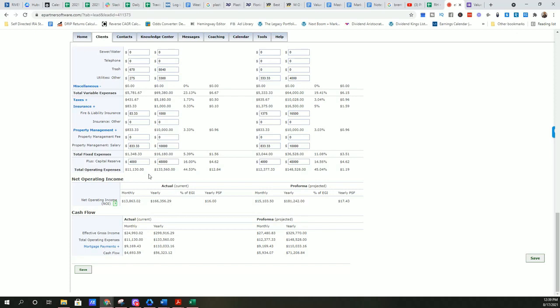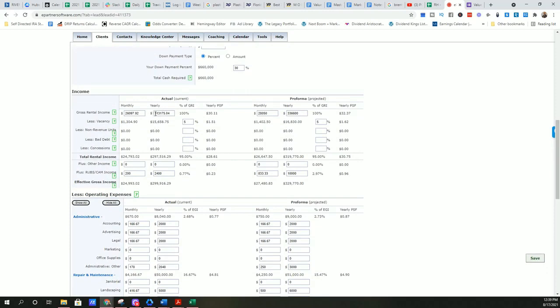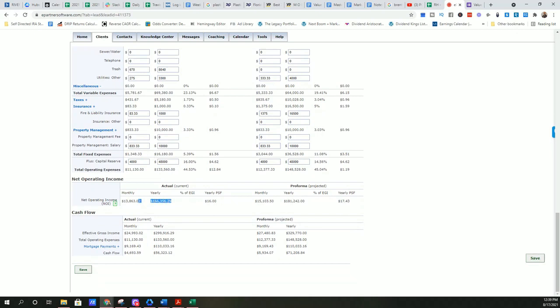That gets us to subtracting total operating expenses from up here, the gross rental income. That gets us to monthly NOI. Again, think of this like operating income for a stock or EBIT. This is monthly $13,863 and yearly $166,356. Is that good? I'll show you here in a bit when it comes to the metrics. But let's continue going down this, then we'll go up.